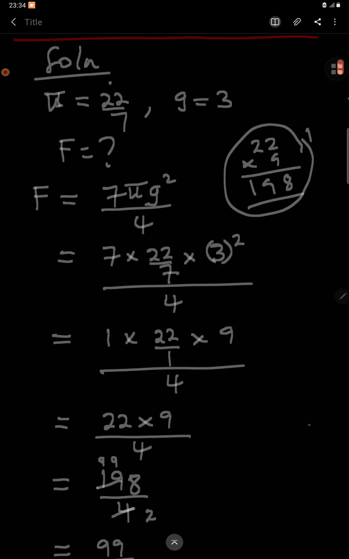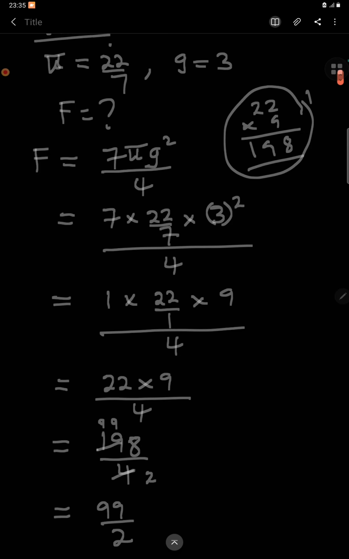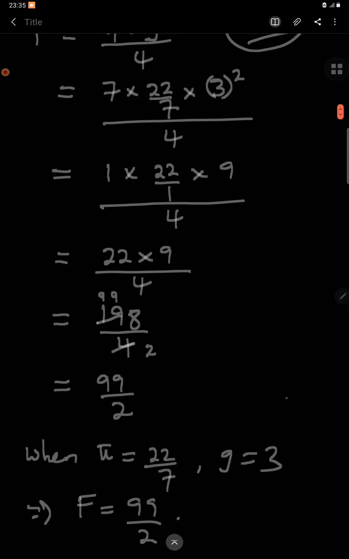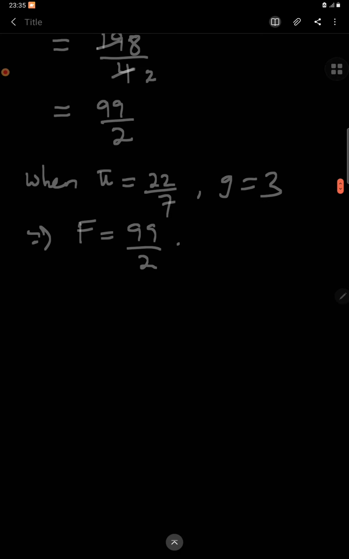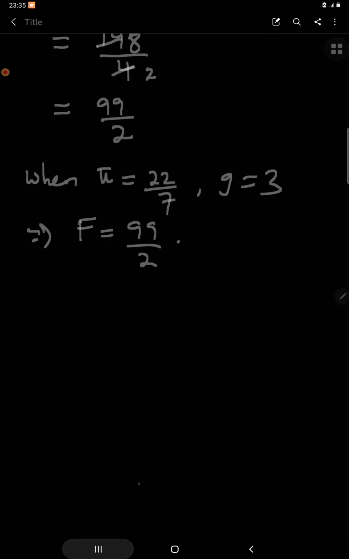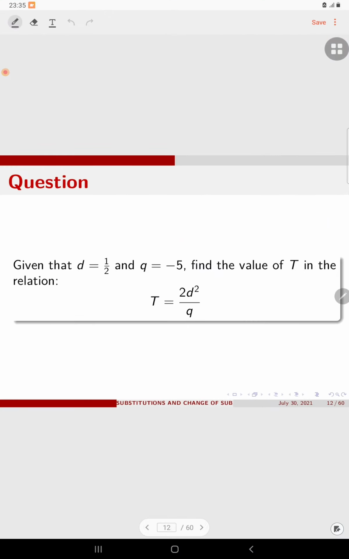I hope you get it. So you see, this is slightly different from the one we did previously. Here we were given an equation, so it's a matter of just fixing in the values. All right. Let's look at one more example, then we end here.